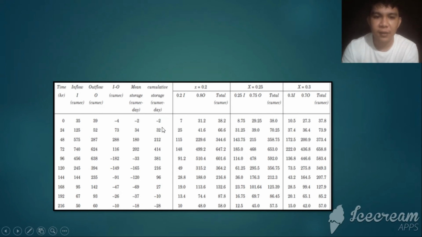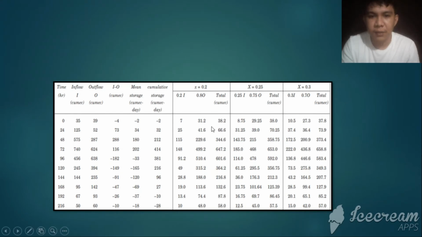For the cumulative storage, the first row is as is. There is a pattern, or a formula, for getting the cumulative storage: take the cumulative storage from row 1 and add the mean storage of row 2. So 34 plus negative 2 gives 32. Then in row 2, add 32 plus 180 and we get 212. The same process continues down to the bottom. So that is it for this part.